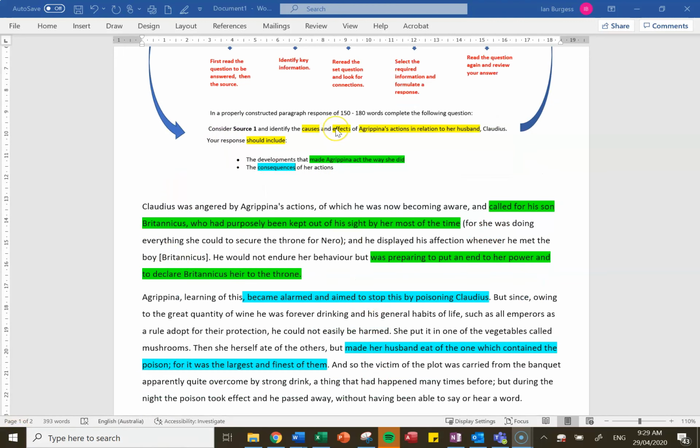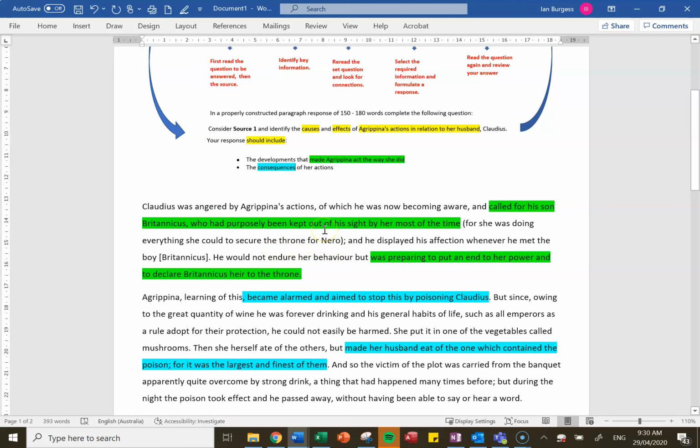All right, so we've read our question. Then what we need to do is go ahead and read the source. And when we're reading the source now, we're reading it with the question in mind, so we're reading it in order to identify causes and effects. All right, so here we go. Claudius was angered by Agrippina's actions, of which he was now becoming aware, and called for his son Britannicus, who had purposely been kept out of his sight by her most of the time, for she was doing everything she could to secure the throne for Nero.